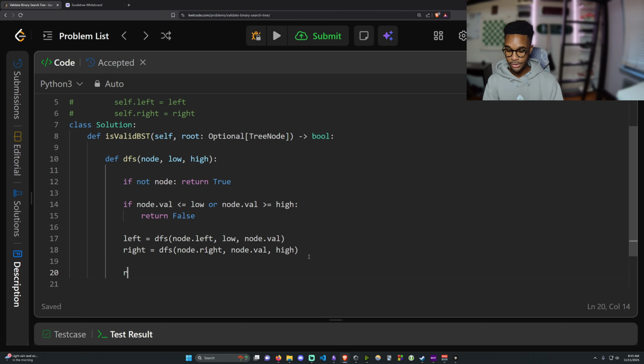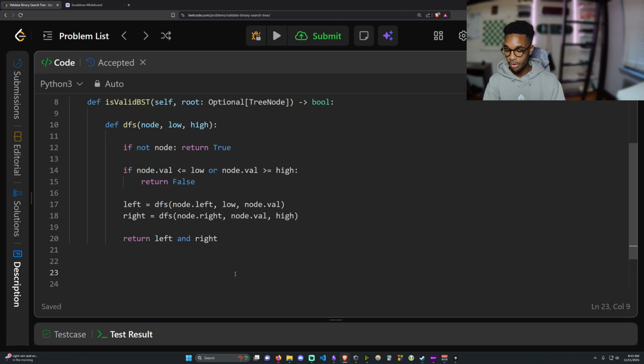Next, what we want to do is return. Since we know the left and right variables will either return true or false, we're going to return left and right, because if they're both truthy, i.e. true, that means the binary search tree is valid. But if one of these returns false, then we've hit a node's value that violates the binary search tree invariant, and we need to return false. Next, all that's left is to return this recursive call. So we're going to say return DFS, and we're going to call it on the root.